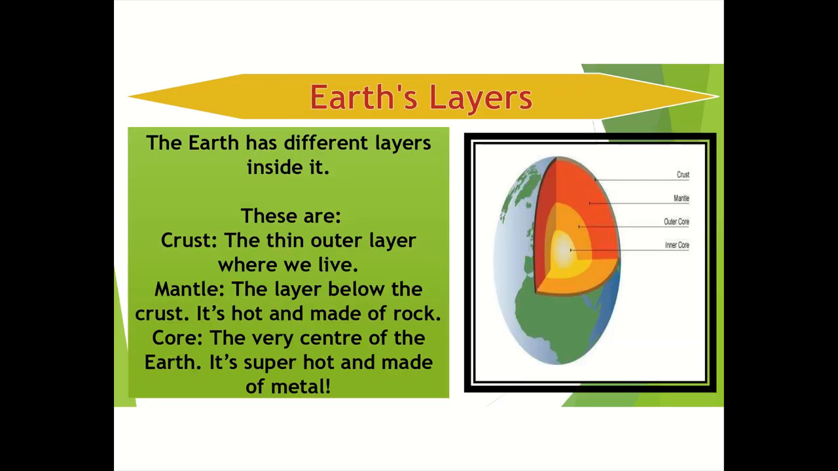Earth's layers. The Earth has different layers inside it. These are crust, the thin outer layer where we live. Mantle, the layer below the crust. It's hot and made of rock. Core, the very center of the Earth. It's super hot and made of metal.